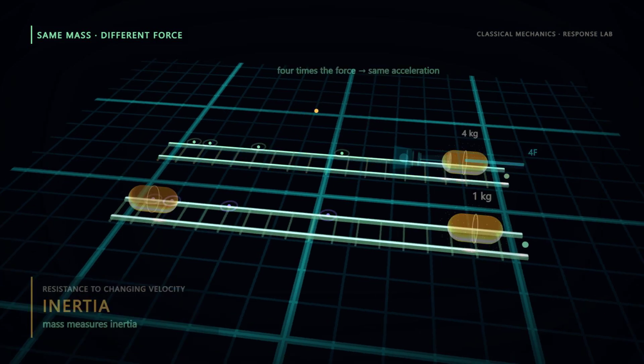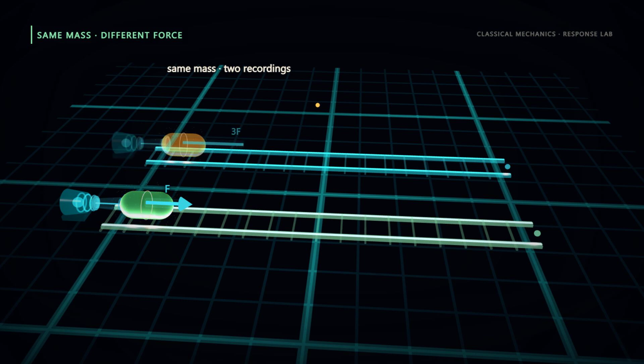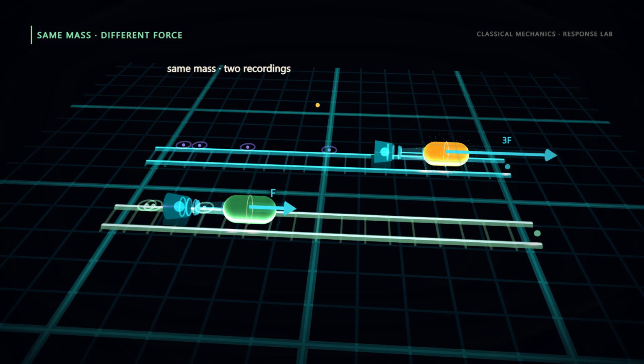Now keep mass fixed and change only force. Reset two recordings of one identical capsule. Give the first a gentle push and the second a push 3 times as large. The longer force arrow produces the larger acceleration. With mass unchanged, acceleration grows in direct proportion to net force.